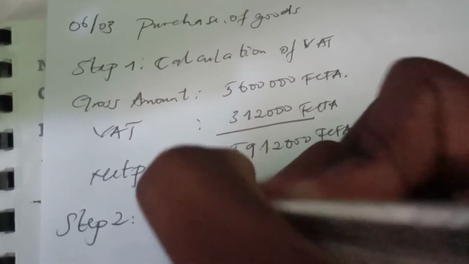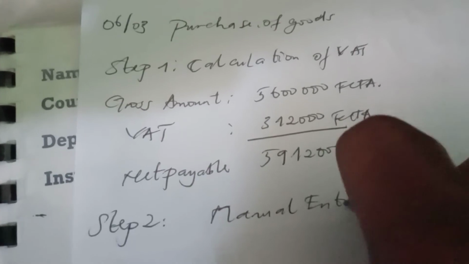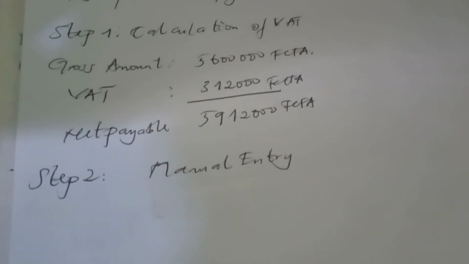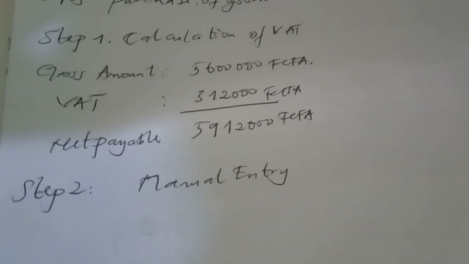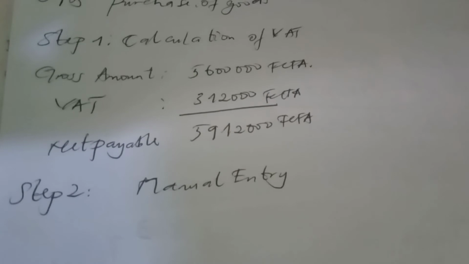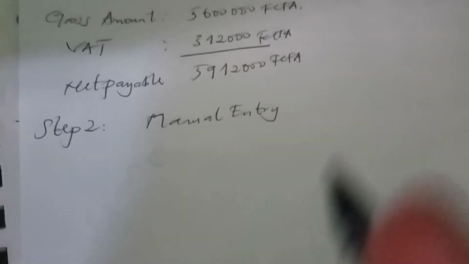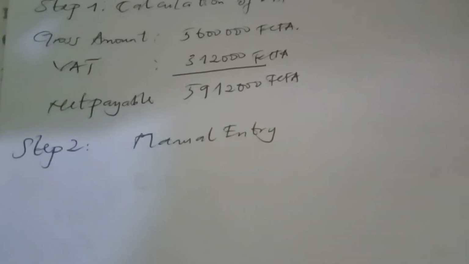The step 2 here is manual entry. So the manual entry, what is happening? They say purchase of goods 5,600,000, VAT on purchase, on credit from the supplier Charge. So we bought goods from supplier Charge. What actually happened was debit, because we debit everything that enters the company. We credit everything that goes out of the company. So that's the general law.